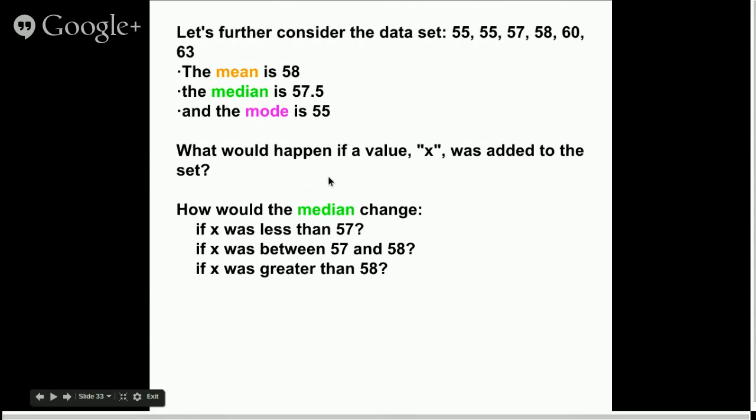Same set of numbers. How would the median change? If you add a number less than 57 in there, then you would get 57 as your median. Because right now the median is right in between these two, so halfway in between. So if you add a number lower, then this one becomes the median. If it was between these two, then whatever you add becomes the median. And if it's bigger than 58, then the median becomes 58. Okay?